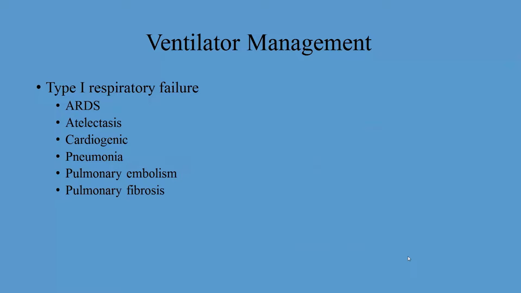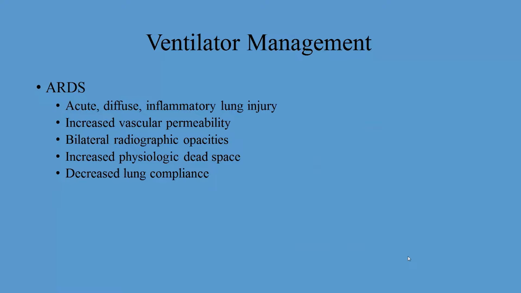So type 1 respiratory failure, some of the more common things that we see: ARDS, atelectasis, cardiogenic pulmonary edema, pneumonia, pulmonary embolism, pulmonary fibrosis, and so on and so forth. A little bit more about ARDS: it's an acute diffuse inflammatory lung injury that is notable for increased vascular permeability, so ongoing capillary leak leading to pulmonary edema that then results in bilateral radiographic opacities. And ultimately, it leads to increased physiologic dead space and decreased lung compliance, all leading to hypoxemic respiratory failure.